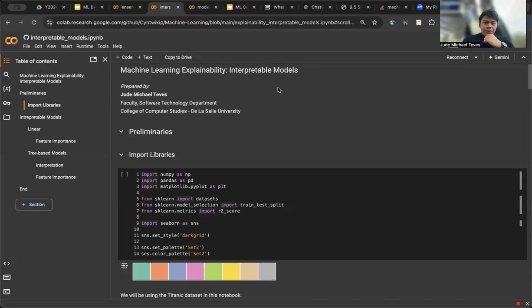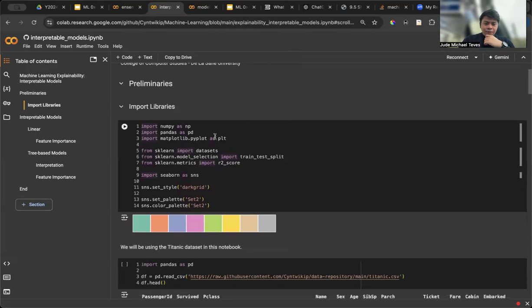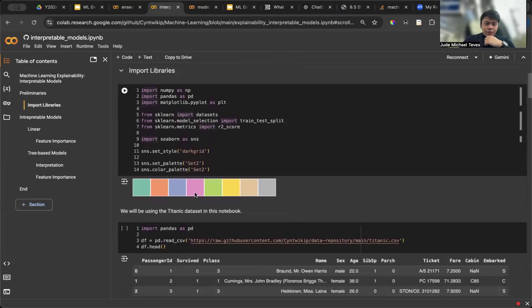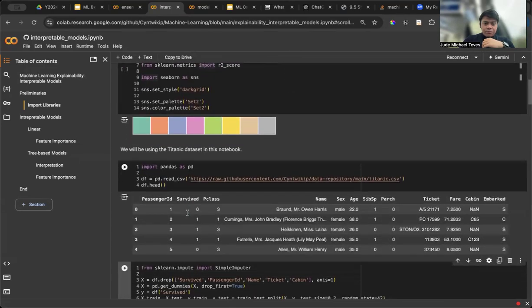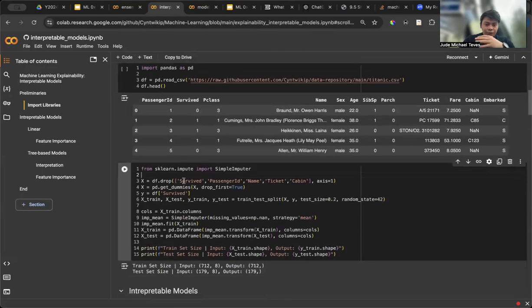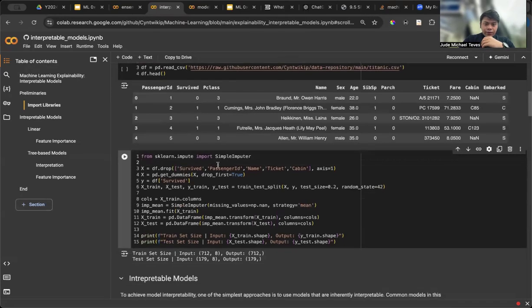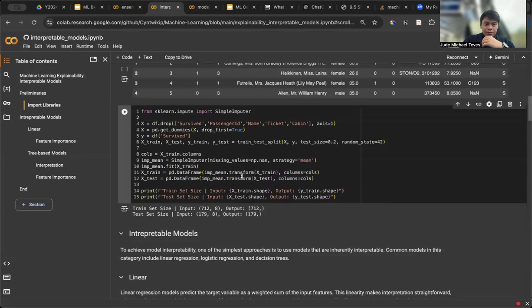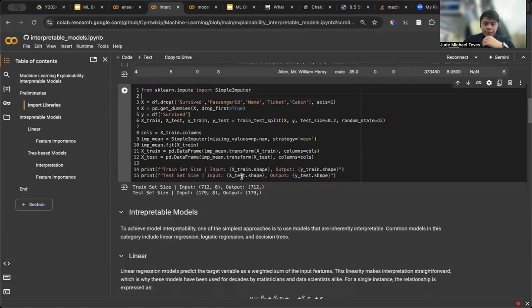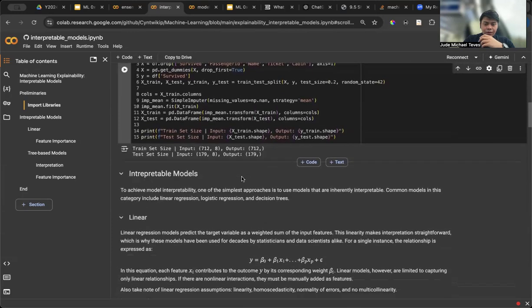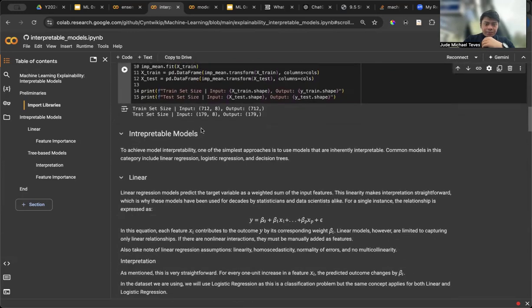Okay, so let's start coding interpretable models. As usual, I'll be importing some of the libraries. And in this notebook, I'll be using the Titanic dataset. I've also done some of the pre-processing here, such as the train test split, encoding, and imputation of null values, taking into consideration the data leakage as well. So I've done this correctly, of course.